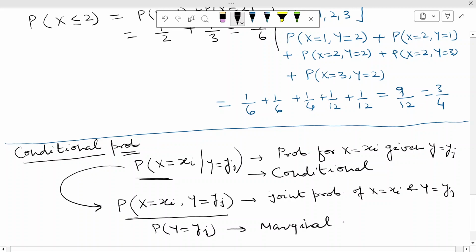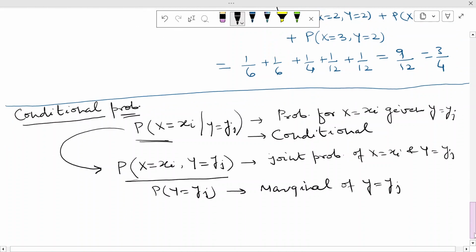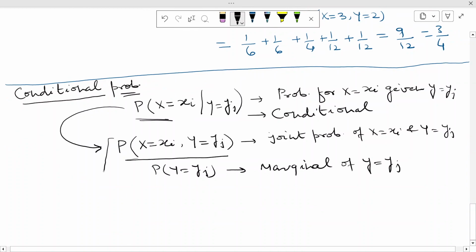Okay, marginal of y is equal to yj. So you can see that we have to find out the marginal, because originally we are provided with the joint probability. So in order to obtain this conditional probability, all we need is the marginal corresponding to y is equal to yj. And similarly you can have the conditional probability for some given value of y and given value of x.